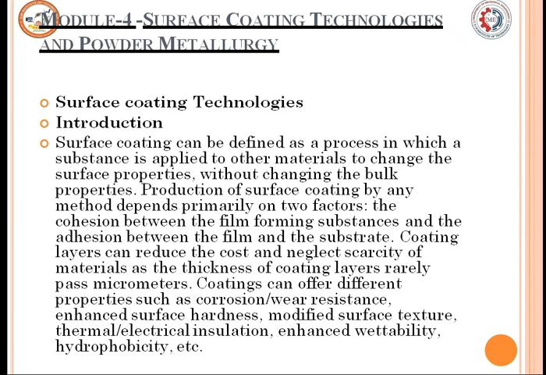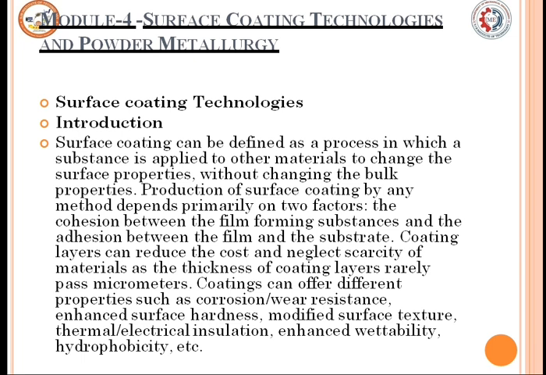So what is surface coating technology? Surface coating can be defined as a process in which a substance is applied on the material to change the surface properties without changing the bulk property. So when we do surface coating, by adding the coating, the existing material property won't change. Production of surface coating by any method depends primarily on two factors, that is the cohesion and the adhesion.